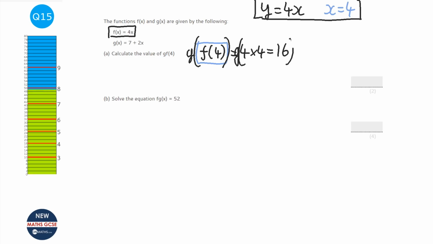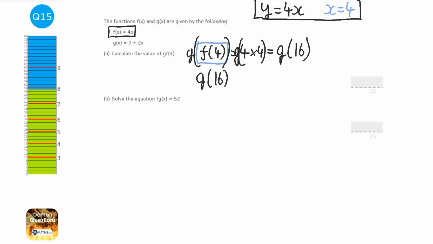And so I still need to apply the g to the 16. So we've done the f, and the f we did first because it's closest to the brackets. So whichever one's close to the brackets you do first. Okay, we've done the f. Now we need to do the g, and we just do exactly the same thing. So g of 16. We're going to feed 16 into the equation.